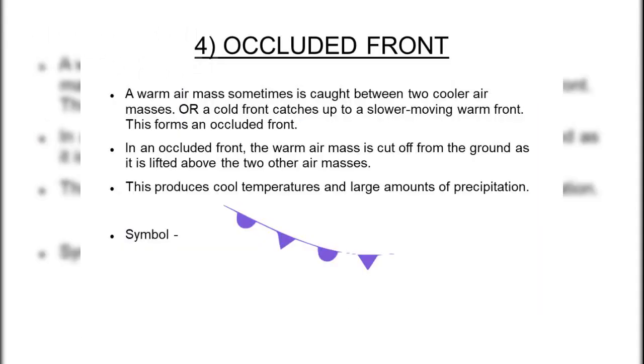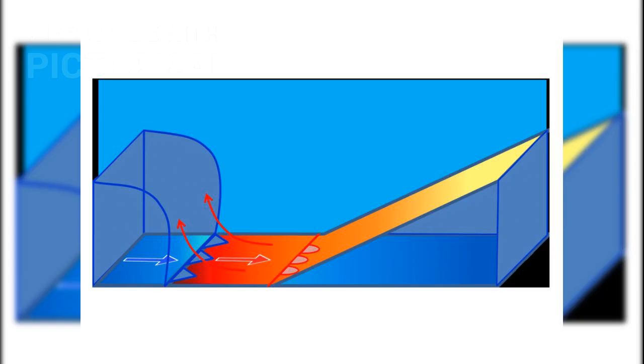A warm air mass sometimes gets caught between two cooler air masses, or a cold front catches up to a slower-moving warm front. This forms an occluded front. In an occluded front, the warm air mass is cut off from the ground as it is lifted above the two other air masses. This produces cool temperatures and large amounts of precipitation. This diagram shows an occluded front, where the warm air is lifted above the cooler air masses, leading to precipitation and cooler temperatures.